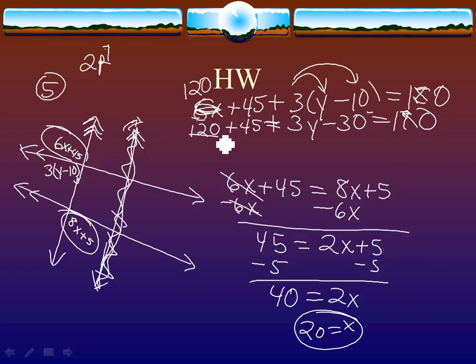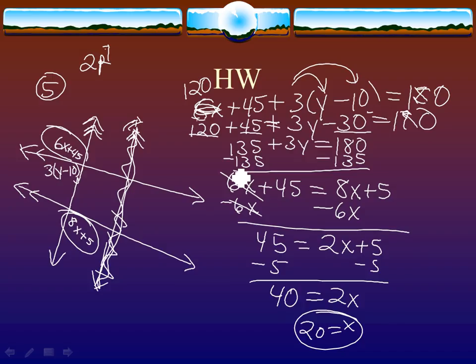Collect like terms, what's 120 plus 45? 165 minus 30. 135 plus 3y equals 180. Subtract 135 on both sides. Somebody help me out. What's 180 minus 135? What is it? 45. Divide by 3. What's y equal? 15.